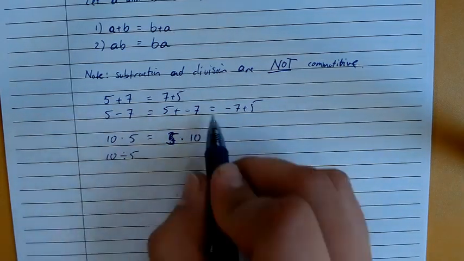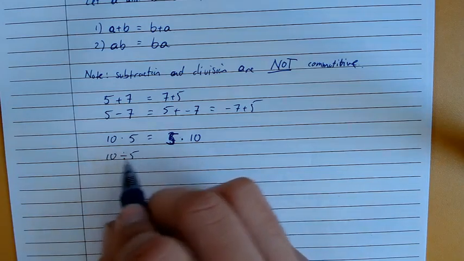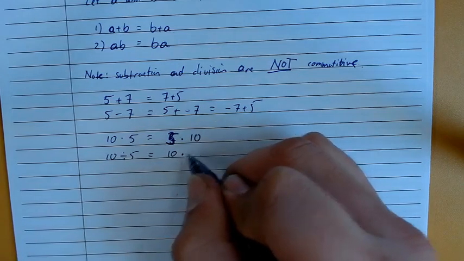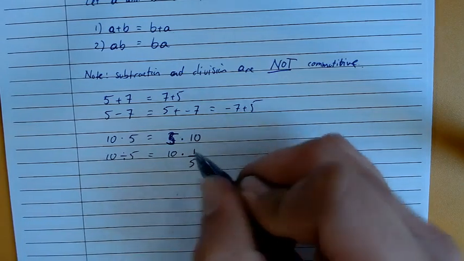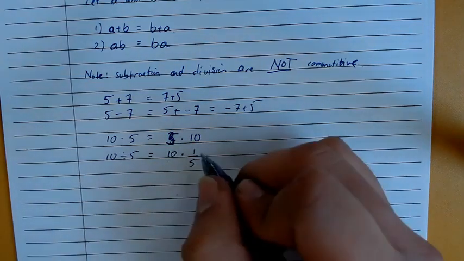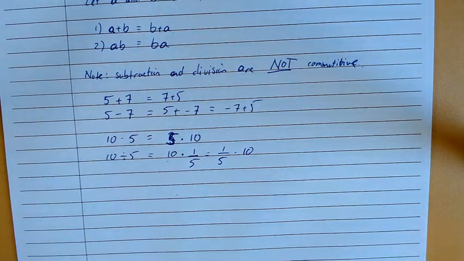Okay, but just like with subtraction, I can rewrite that as addition. With division, I can rewrite it as multiplication. Because remember, dividing by a number is the same as multiplying by its reciprocal. So that's 10 times 1/5. And now that it's written as multiplication, now you can rewrite that in any order you like. Just like that.